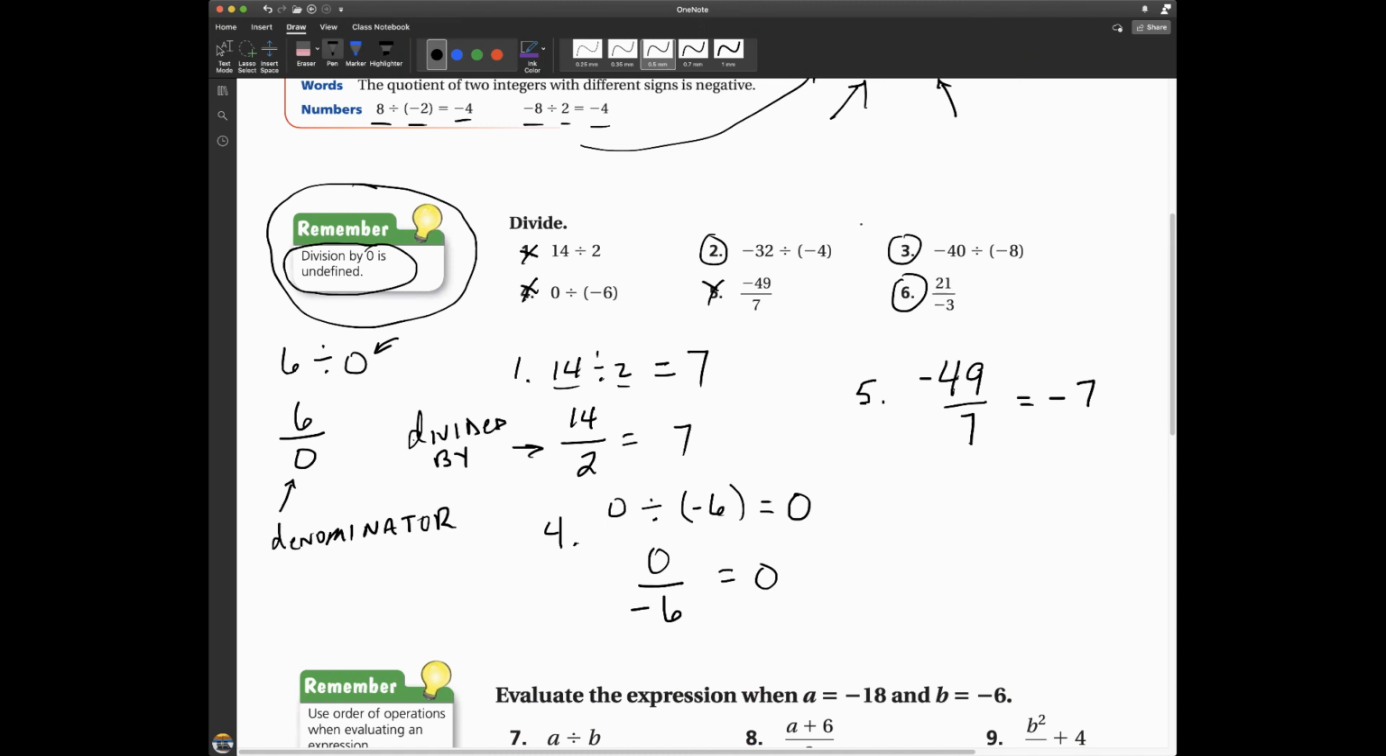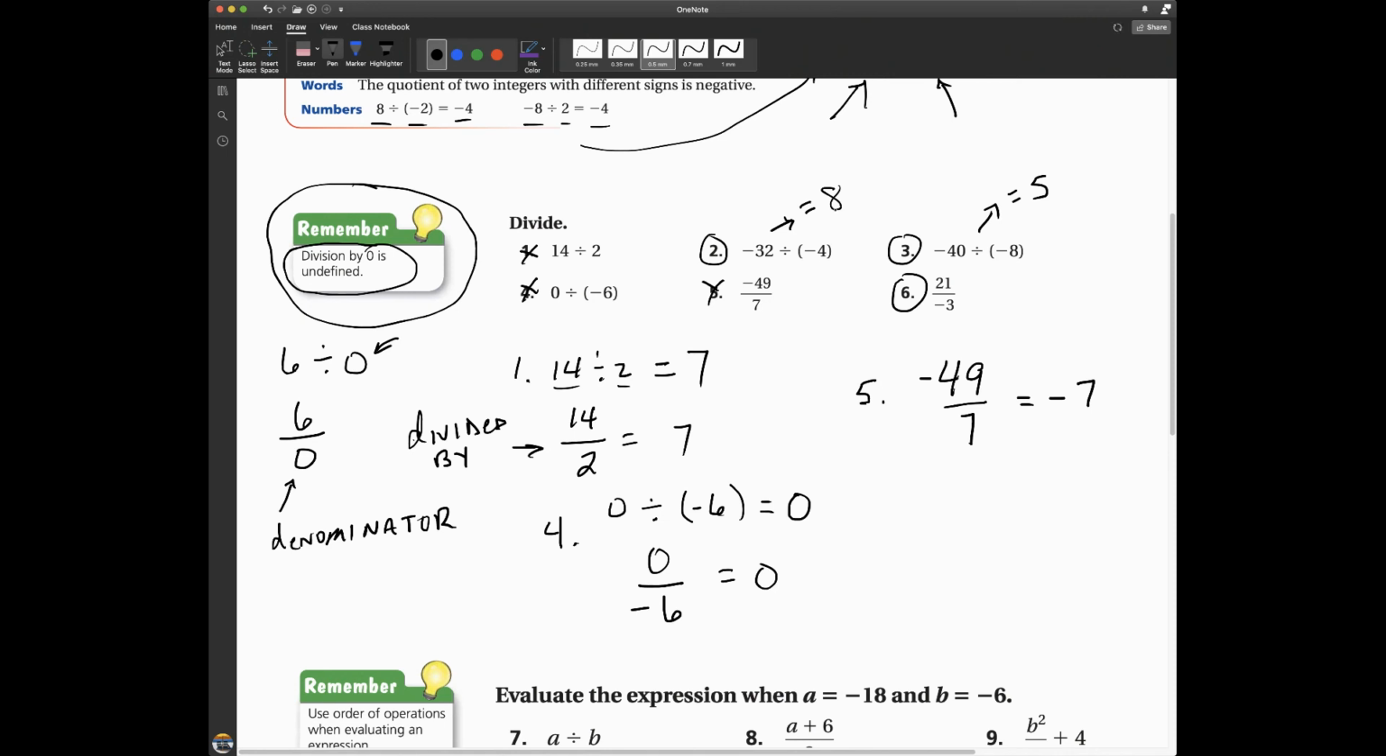All right, we're back. So what'd you get for number 2? For number 2, both of these are positive, so my answer would be 8. Negative 32 divided by negative 4 is positive 8. Okay, what about number 3? Both of these have the same sign. Negative 40 divided by negative 8 equals positive 5. Same sign, positive answer.